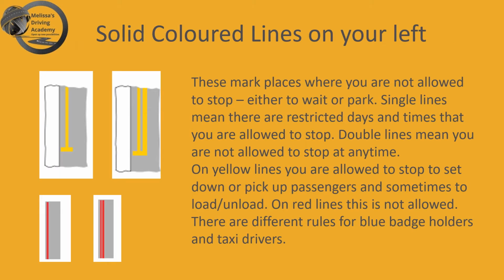Single yellow and single red lines mark sections of the road where you are only allowed to stop and wait at certain times. This may be times of the day or times of the year. Double yellow lines or double red lines mean you are not allowed to stop and wait at any time. On yellow lines, single or double, you are allowed to set down and pick up passengers, and sometimes you're even allowed to stop to load and unload your vehicle. On red lines, single or double, this is not allowed. Bear in mind there are different rules for blue badge holders and for taxi drivers.